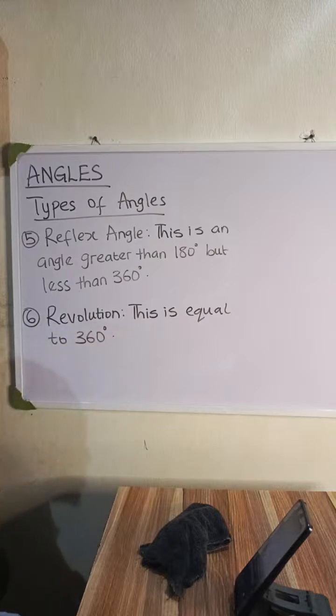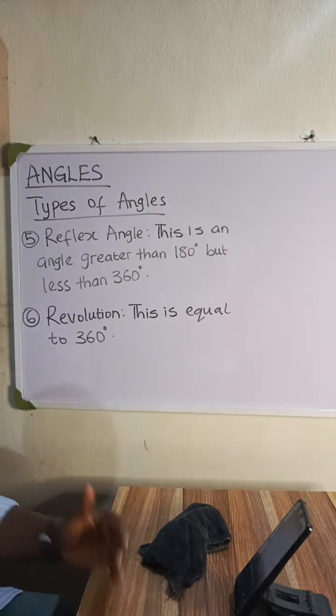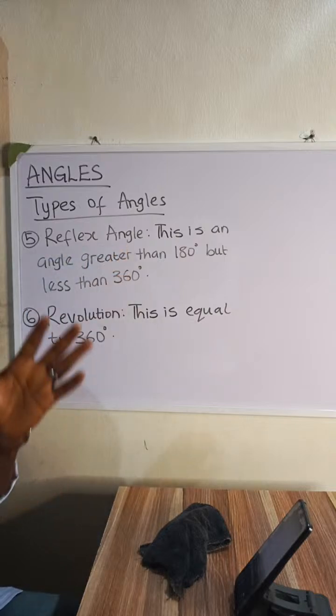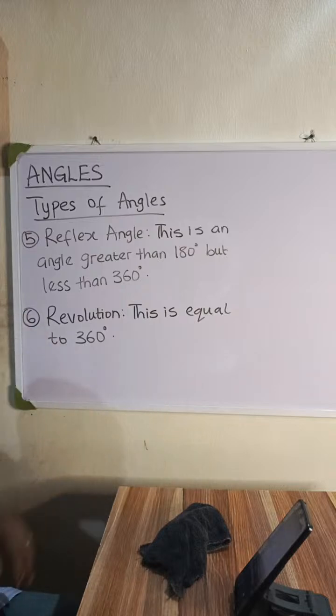Okay, so these are the 6 types of angles we have considered in today's class. The first one is an acute angle. The second one is a right angle. The third one is an obtuse angle, which is between 90 degrees and 180 degrees. The fourth one is a straight angle, which is exactly 180 degrees. The fifth one is a reflex angle, which is between 180 degrees and 360 degrees. And then the sixth one is a revolution, which is exactly 360 degrees.